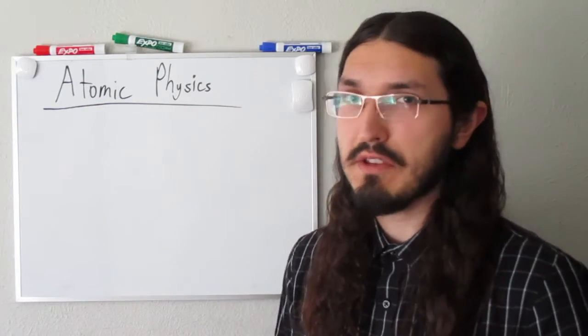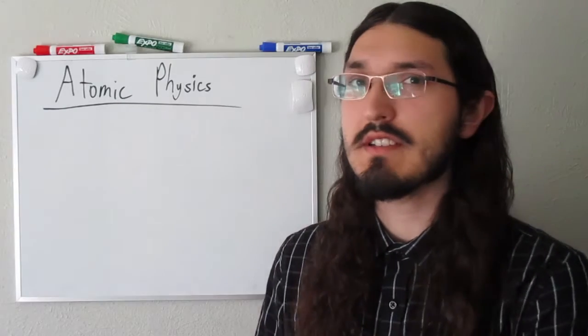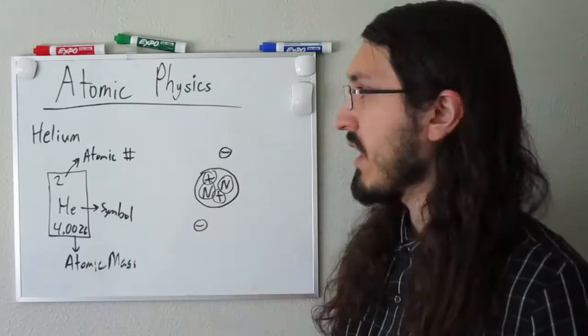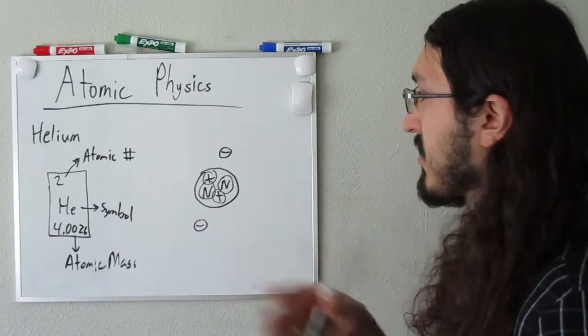Today we're starting our final unit on atomic, nuclear, and quantum physics. We're going to start off today with just studying the atom. So I'm going to jump right into the structure of an atom. Okay, here I'm using the helium atom as an example. This is a rough sketch of the structure of the atom.